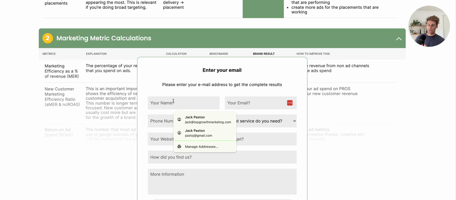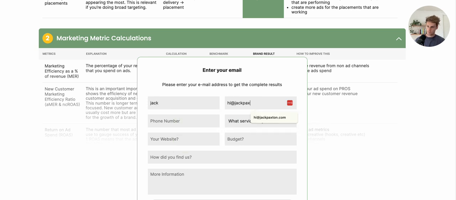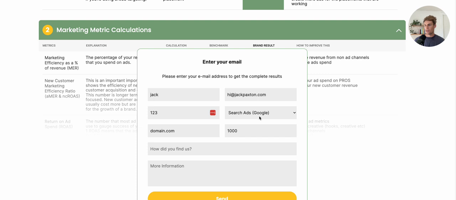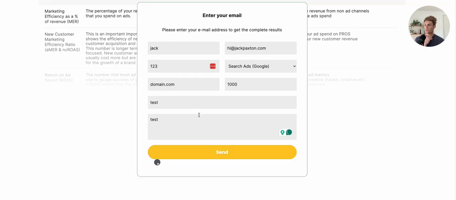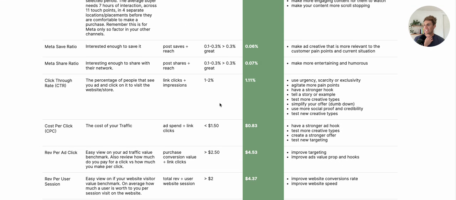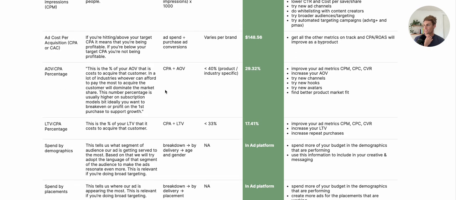Down here, you can also enter info to get more. Okay. And then select this. And if you do fill this out and give us your contact information, we can also set up a call to help you do this. I'm just going to do test because I'm not going to really talk to myself. And then this will unlock all of the features here.